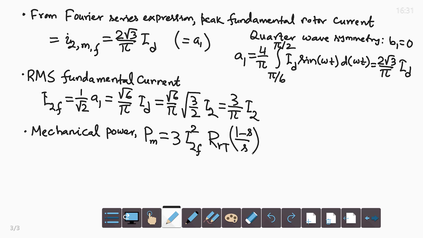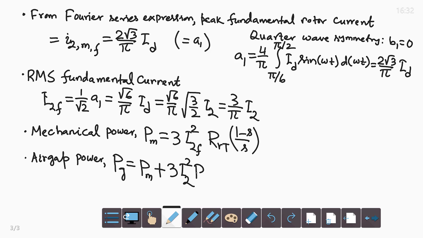So, air gap power P g is the mechanical power plus total copper loss. Mechanical power is produced by only the fundamental component of the rotor current, but total copper loss will depend upon the RMS rotor current I 2, so I 2 square into R R T. I 2 is the RMS value of the rotor current.